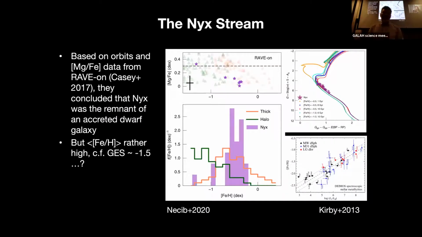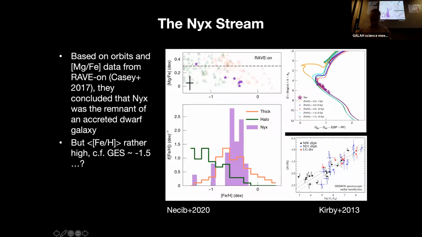And the abundance information also seemed to indicate it was distinct. Using the magnesium to iron data from Ramos, magnesium being an alpha element, it looked like the alpha/Fe versus Fe/H was low, suggesting a dwarf galaxy remnant, that basically the stars were left over from a dwarf galaxy that had been accreted.